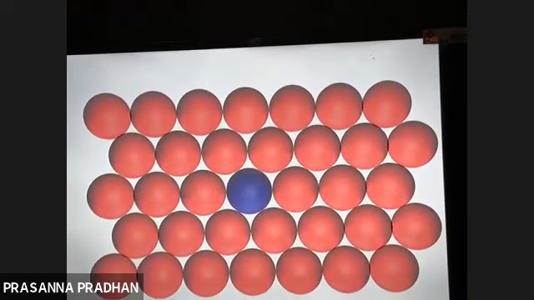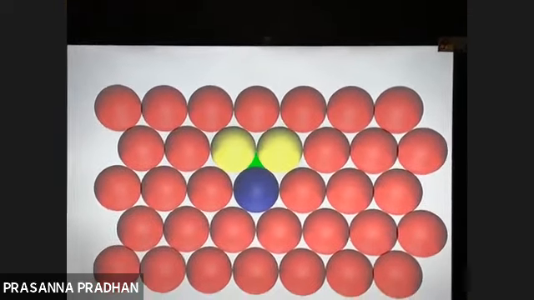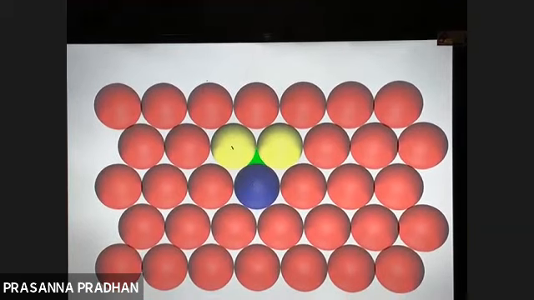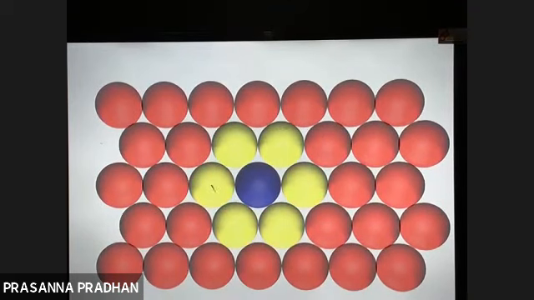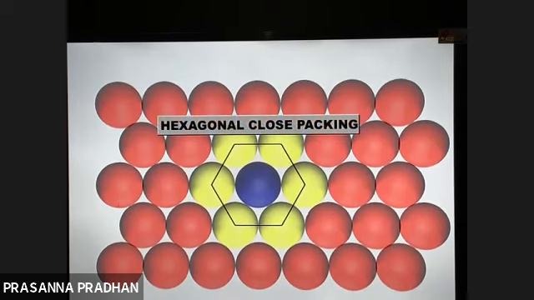The voids created in this packing touch three spheres forming an equilateral triangle and are called triangular voids. A single sphere touches six other spheres, and by joining the centers of these spheres, we get a hexagon. Therefore, this packing is called hexagonal close packed.